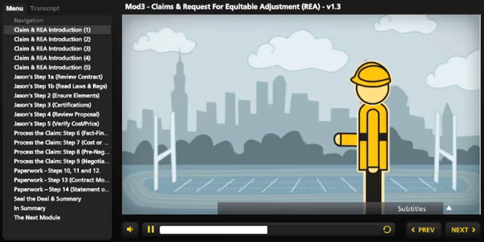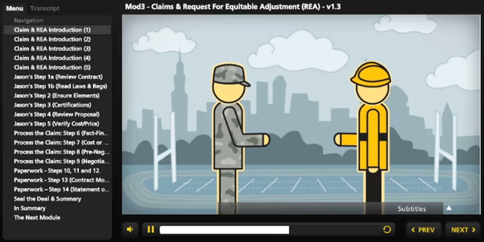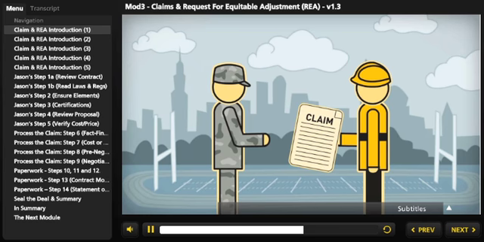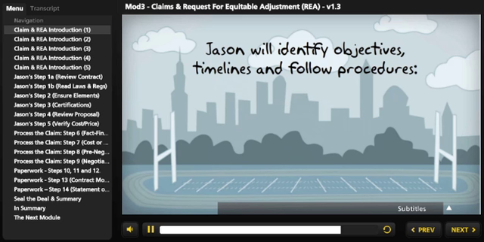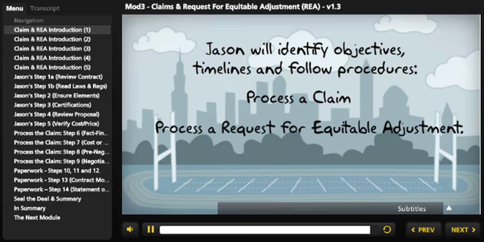So Charlie decides to officially ask the government for reimbursement for his expenses. There are two separate paths Charlie can take to ask for this reimbursement. Charlie can submit a claim, or Charlie can submit a request for equitable adjustment, also known as an REA. In this training module, Jason will identify objectives, meet timelines, and follow the procedures generally used to process both a claim and a request for equitable adjustment.